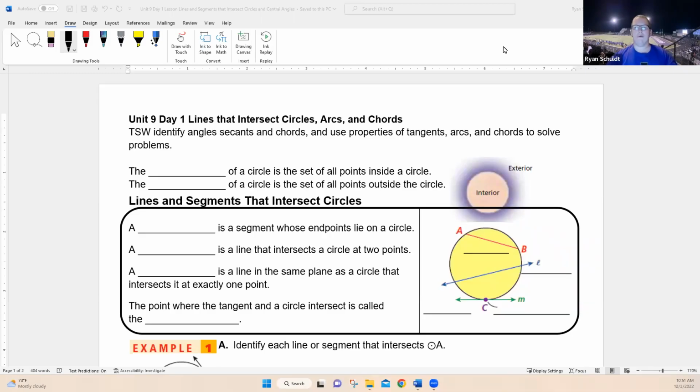Okay, so now we are going to move on to what is truly our last unit. I know on the last one I said it was the last unit, but then we had more time. So now we're truly in the last unit, and we're going to look at circles.